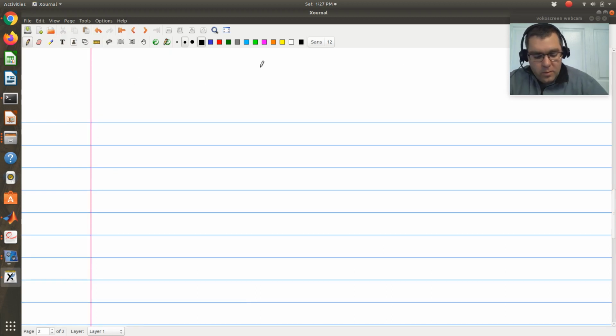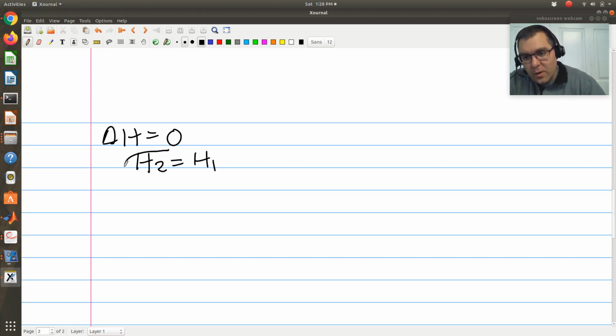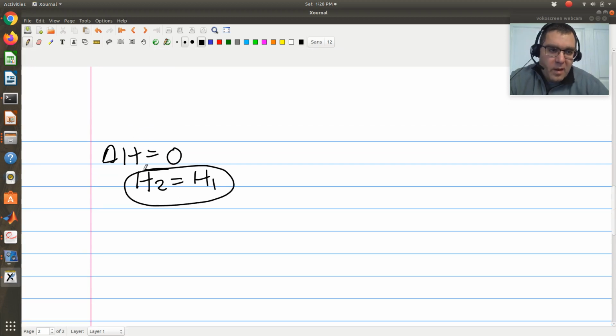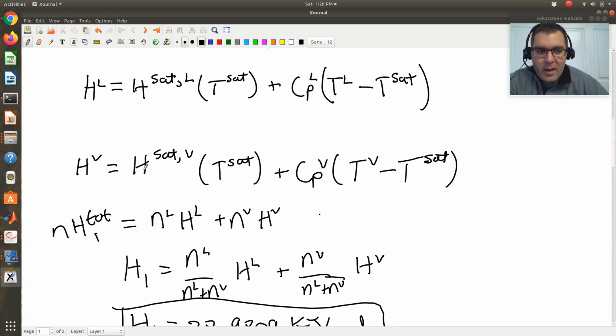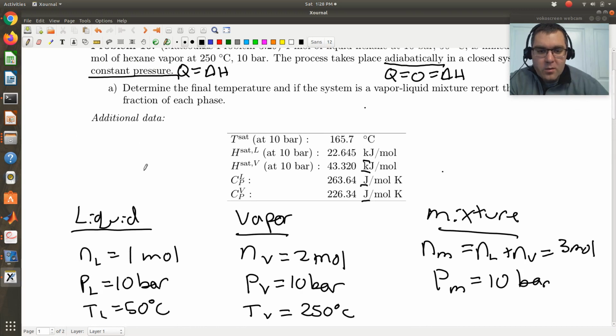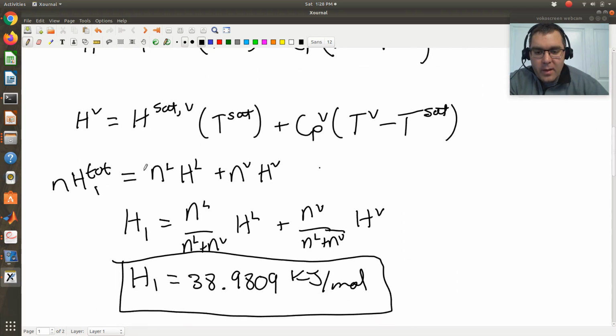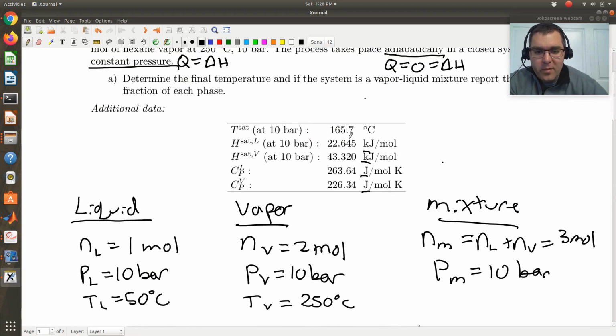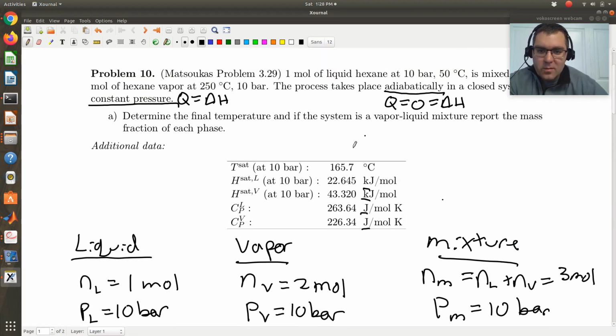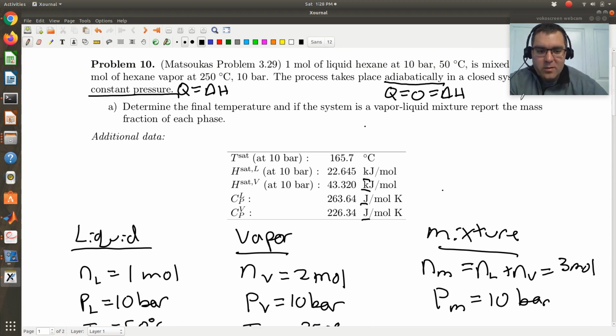Okay, so we already said that delta H is equal to 0. All right, so H2 is going to be equal to H1. Okay, so I know the enthalpy of my final state. Here I've calculated on a molar basis. So H1 is 38.9809. So what's key here is my enthalpy is 38.9809. So the enthalpy is between that of my liquid and vapor. So what that tells us is that we're at two-phase coexistence. Okay, so what's our final temperature? Our final temperature is 165.7 degrees C.